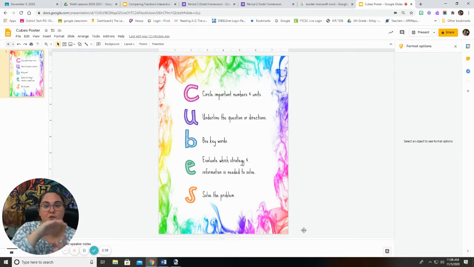All right. So when you're doing this, remember when you solve, that's where the units are going to take effect. Whatever units you circled and whatever units are in the question is what you need to make sure you have on your answer.